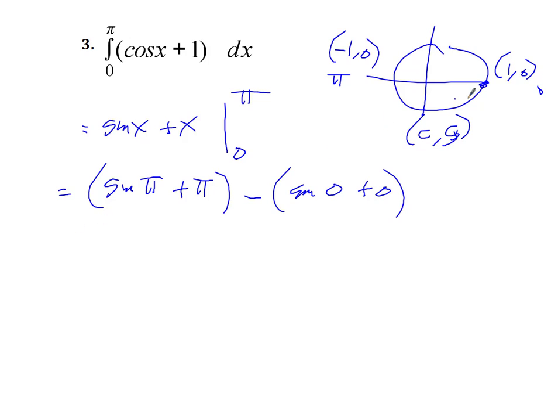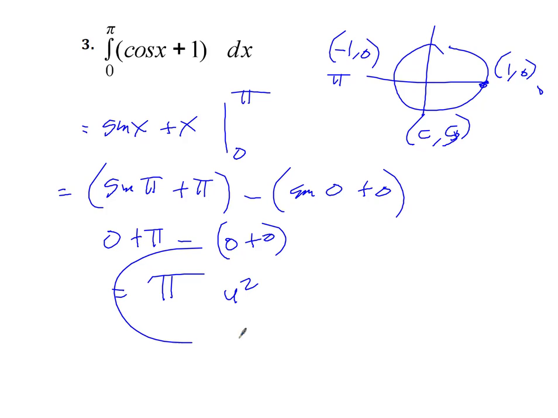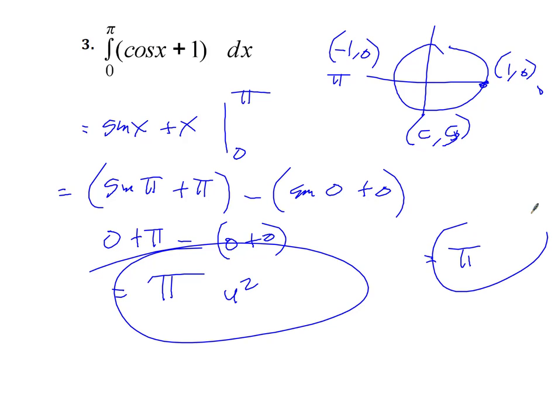X is cosine, y is sine. So the sine of pi is 0, and then plus pi minus sine of 0 is 0 plus 0. So therefore, the answer would be pi units squared if we're talking about the area. If we're just evaluating the integral, the answer would just be pi.